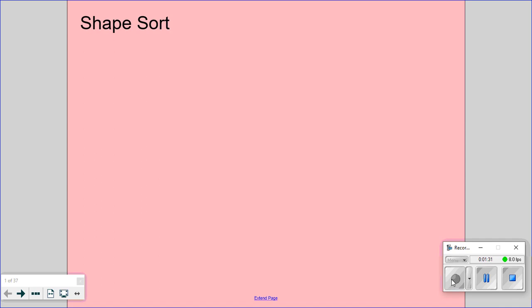All right, let's talk about how you sorted your shapes. What were the rules that you used to sort your shapes? Lydia, what rules did you use? So I used how many sides and corners each one had.